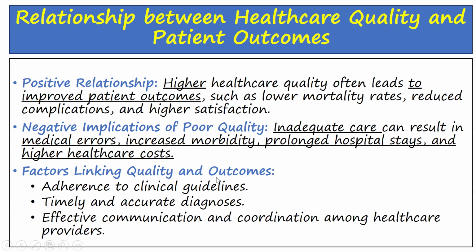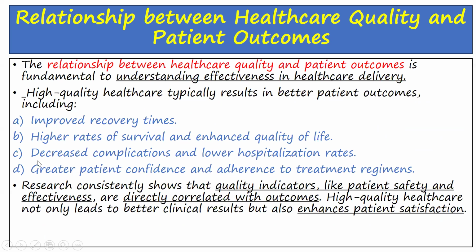And there are some factors linking quality and outcomes. Adherence to clinical guidelines. Some hospitals, they follow the guidelines. Some hospitals, they don't follow. Where they follow, the patient outcome is good. Where they don't, the patient outcome is not good. Timely and accurate diagnosis. So a patient comes to the hospital and immediately he comes, the necessary test is done, and we accurately tell the patient what the problem is after the thorough diagnosis. Effective communication and coordination among healthcare providers.